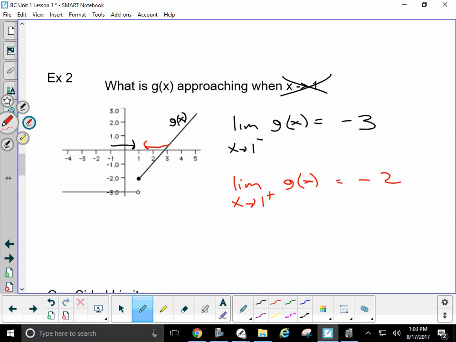So the left-hand limit is one thing, the right-hand limit is something else. Because the limits from both sides do not agree, we say the limit as x approaches 1 in general does not exist. We use DNE for does not exist.